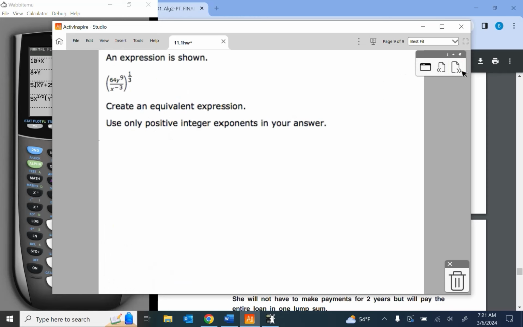Beautiful, isn't it? An expression is shown. Create an equivalent expression. And this one is not multiple choice. You know, Missouri has things that aren't multiple choice on there, you'll see. So I'm supposed to know that the 1/3 power is the cubic root of something. So let's go ahead and distribute that 1/3.